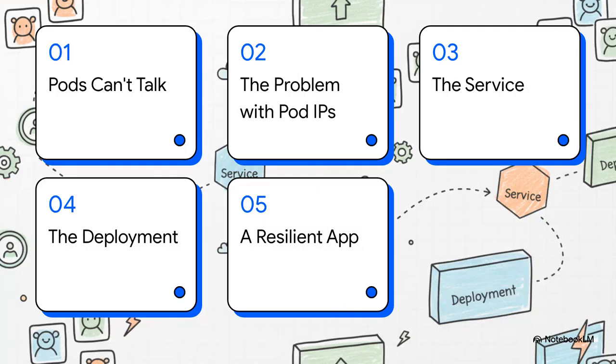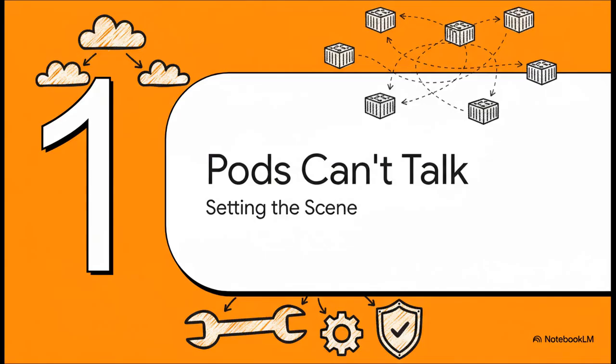We're going to follow a classic debugging story here, starting with a problem I guarantee you've seen or will see. Then we'll build up, piece by piece, to the really elegant solution that Kubernetes gives us, hitting on pod IPs, then services, and finally, deployments. All right, let's dive in and set the scene with a scenario that is probably all too familiar.